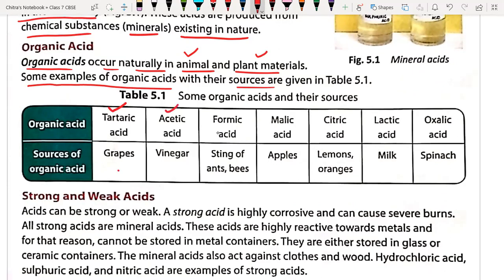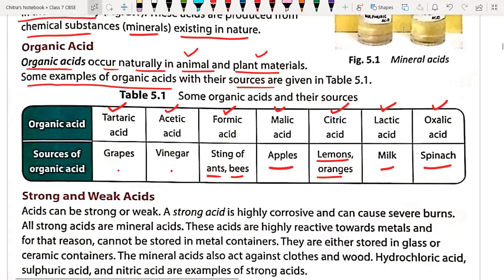Acetic acid is present in vinegar. That vinegar is nothing but acetic acid. Formic acid is present in the sting of ants and bees. Very important. Malic acid is present in apple. That's why apple juice is sometimes also called malic. Then citric acid is present in lemon and orange. Lactic acid is present in milk and oxalic acid is present in spinach.